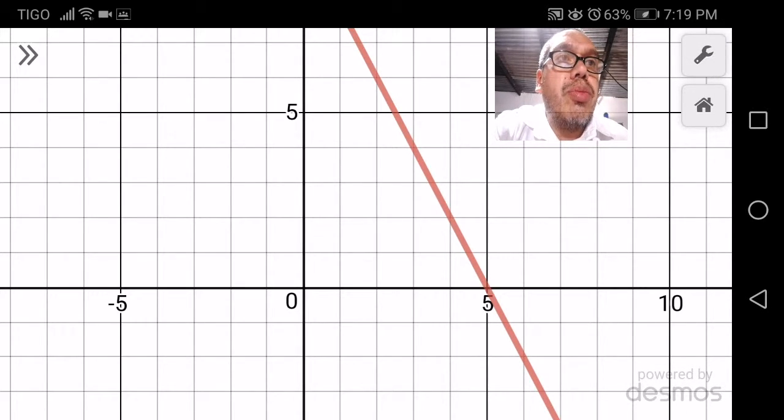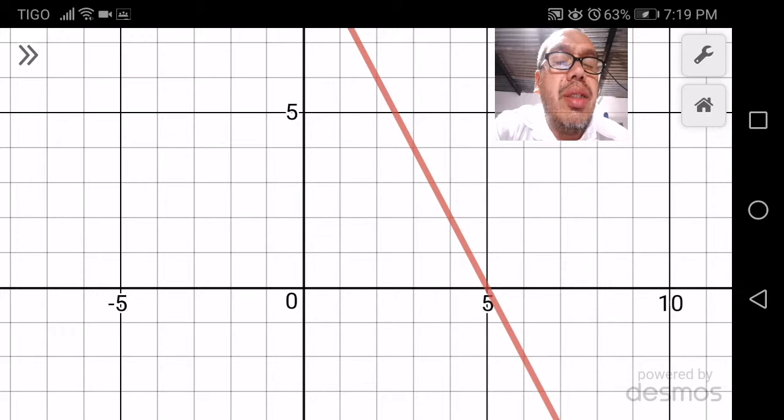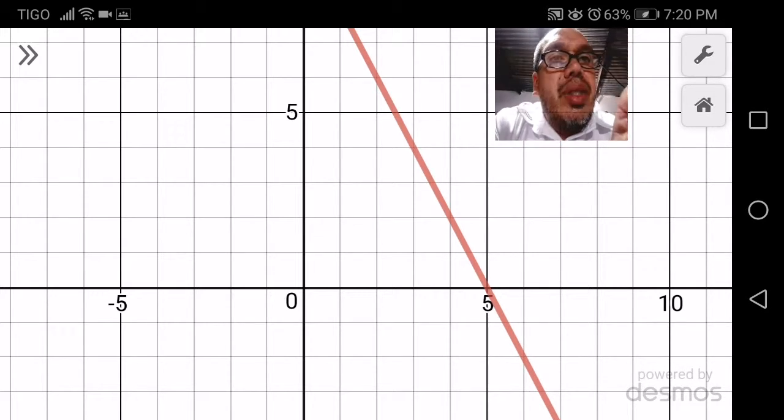Let's start with the projector mode. This over here is the projector mode. You can turn it on or off. It's on the little wrench over there, and it shows you thicker lines so that it's more understandable.